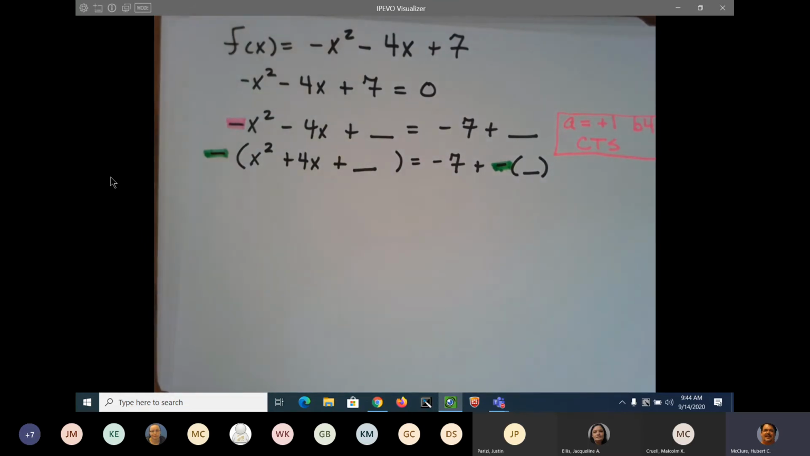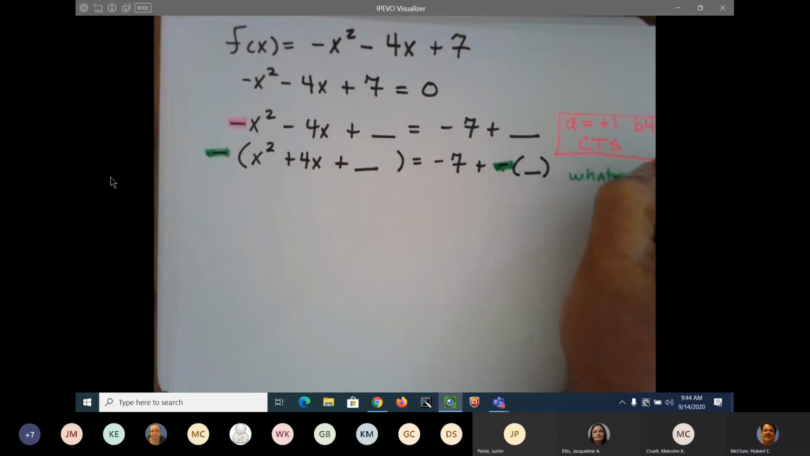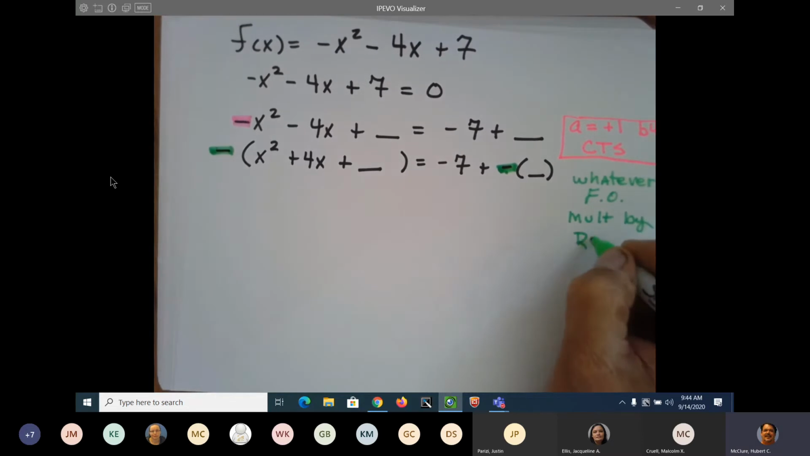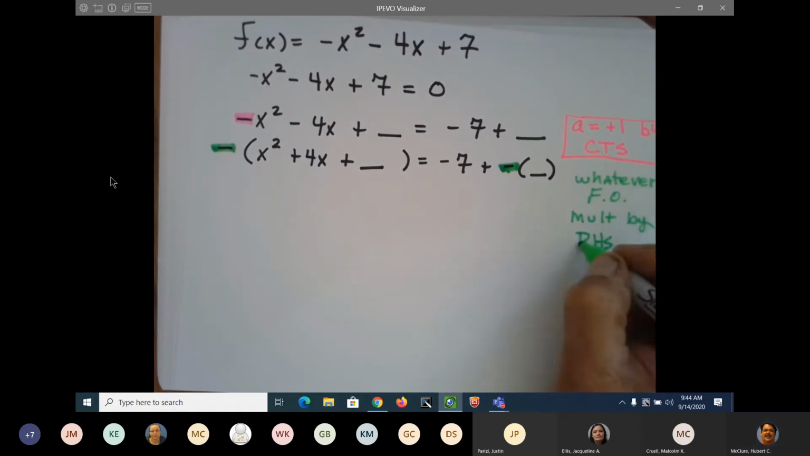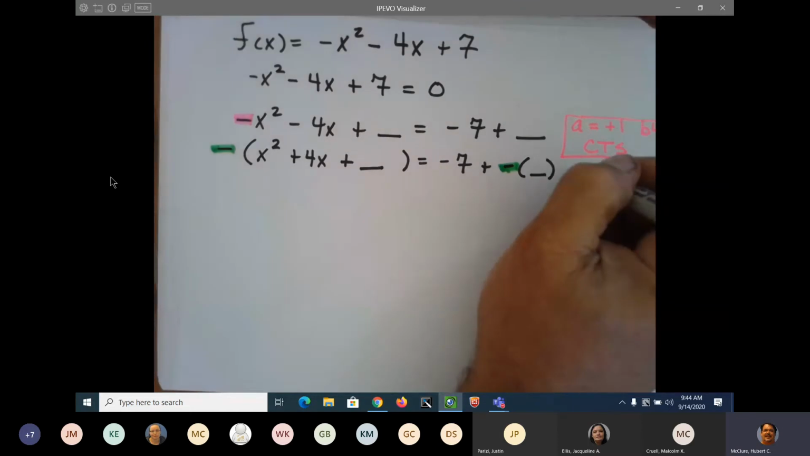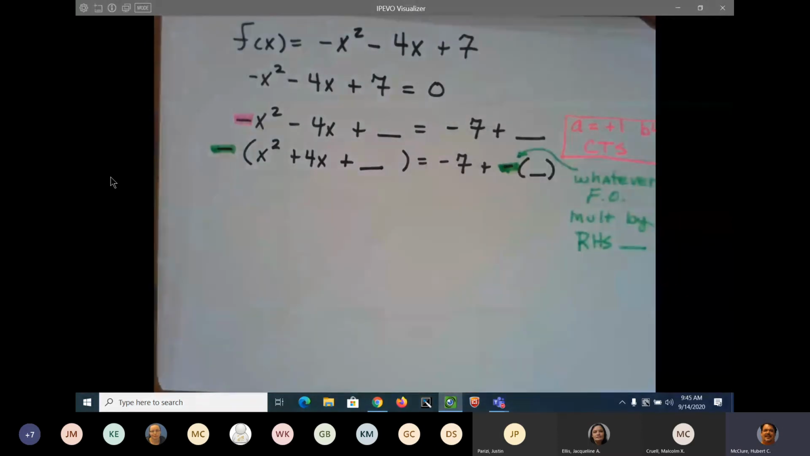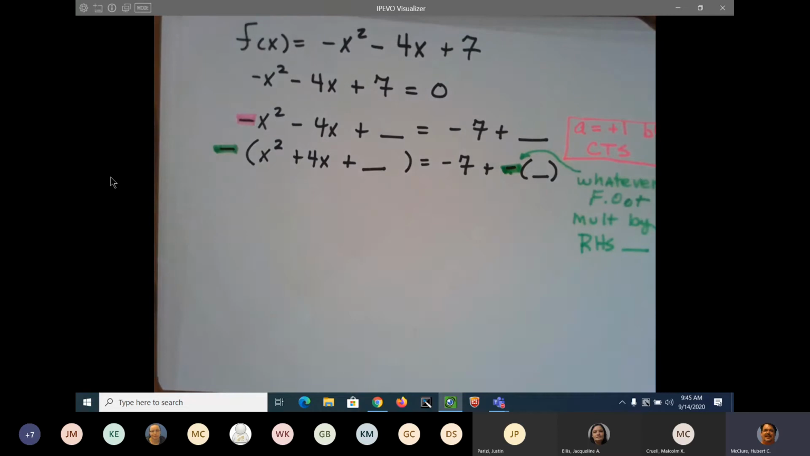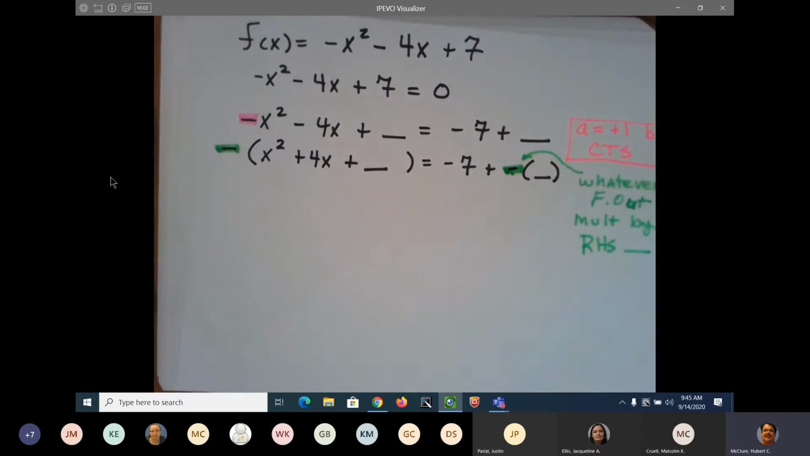Okay, now I can complete the square. Now I'm going to write this in green. Whatever you factor out, multiply by the right-hand side blank. And that's the one, draw a little arrow right there. Whatever you factor out, you always multiply by that right side blank. I don't want anybody to get the wrong idea, so I'm just going to put there, factor out. Whatever you factor out.